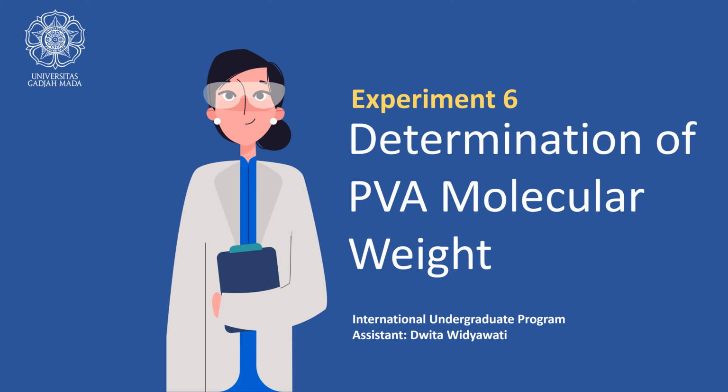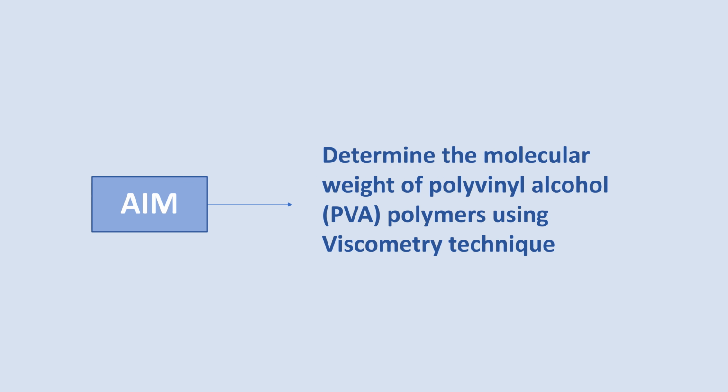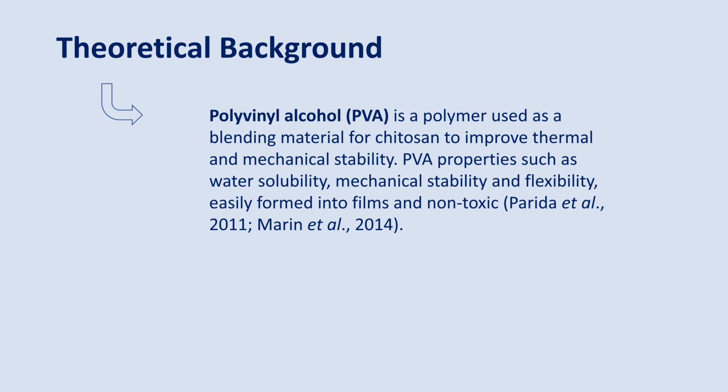And the title of this experiment is Determination of PVA Molecular Weight. The aim of this experiment is to determine the molecular weight of PVA or polyvinyl alcohol using viscometry technique. Before we start the experiment, we have to know the theoretical background about this experiment.